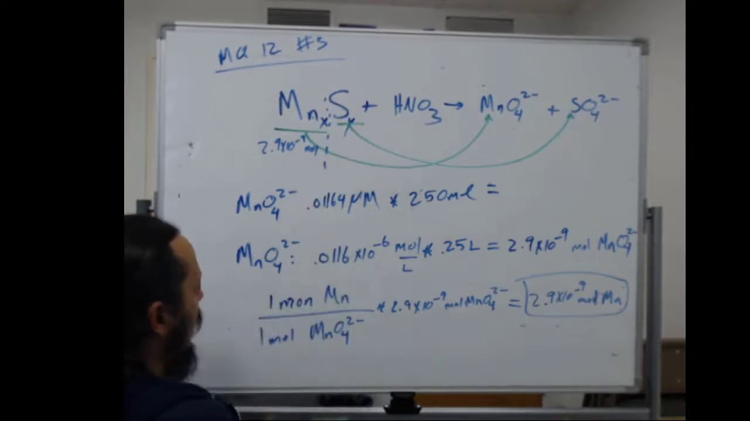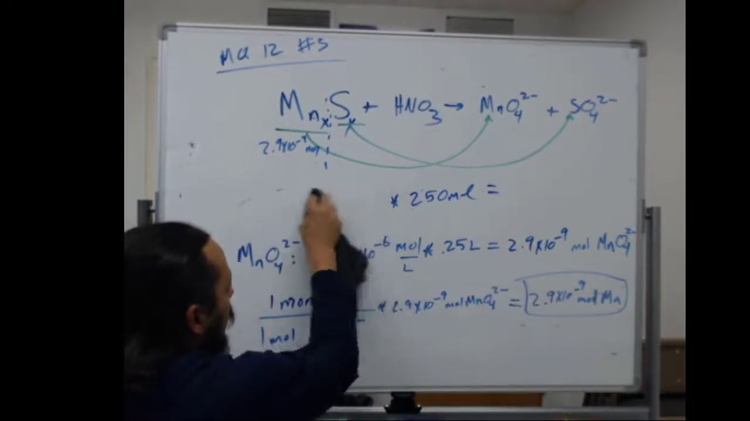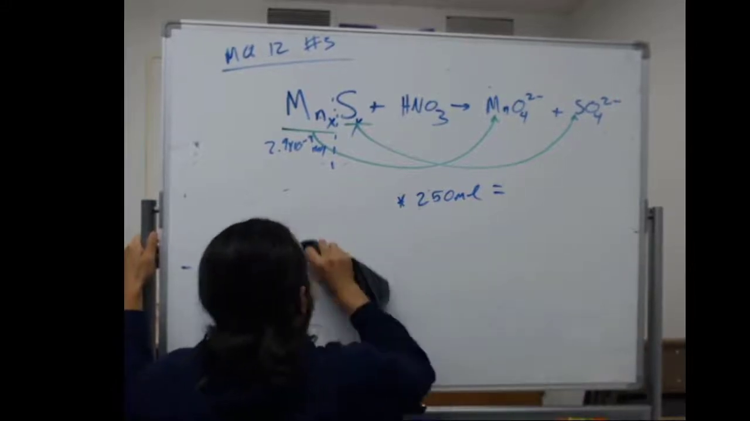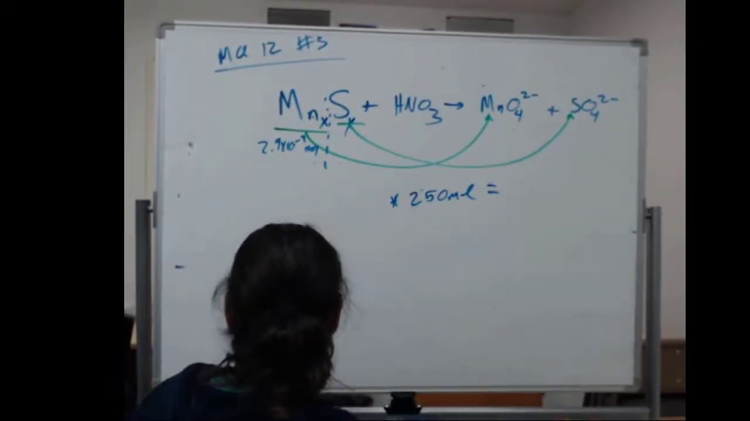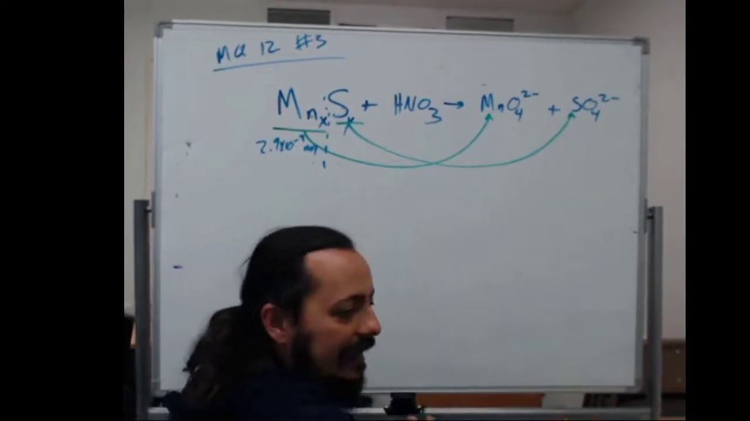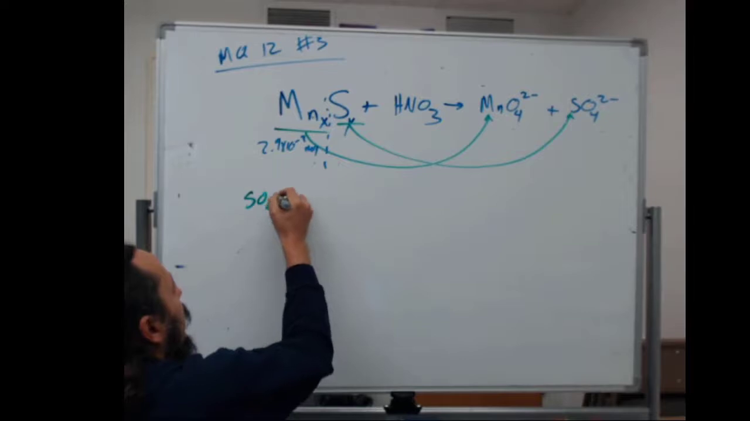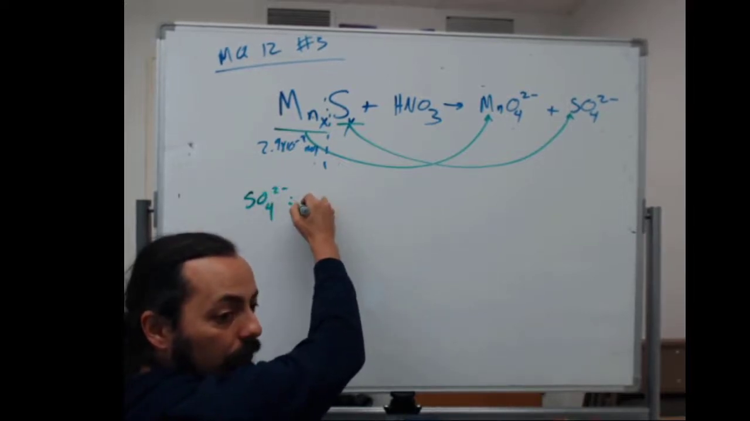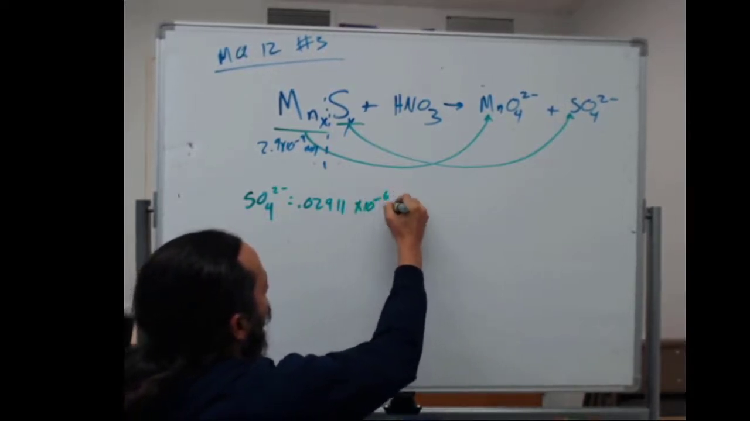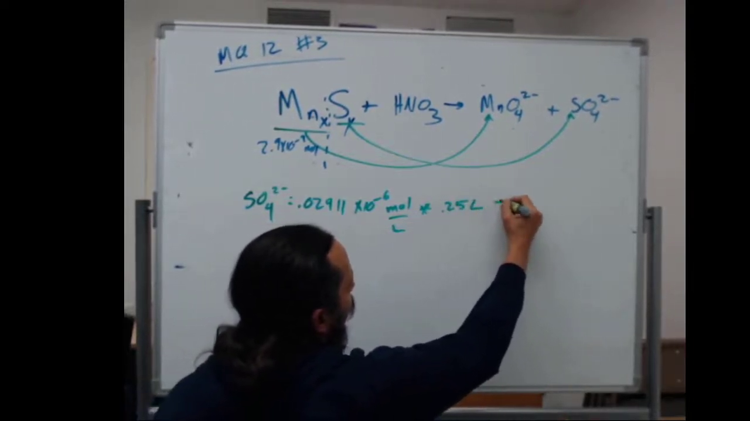2.9 times 10 to the minus 9 moles. That's for that part. Now I'm going to erase this, and I'm going to do the same thing for the sulfur. Same volume. I'm going to switch colors so people can tell I'm doing something different. Let's see here. So my sulfur concentration, my sulfate concentration was 0.02911 times 10 to the minus 6 moles per liter times 0.25 liters.